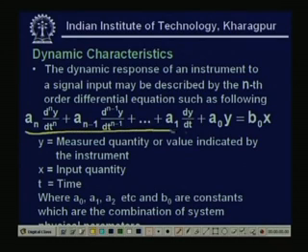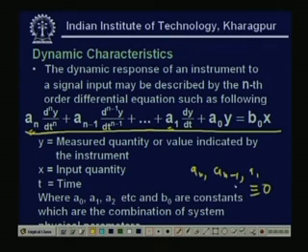So, in this nth order differential equation, if you put all of them equal to 0, that means from an up to a1, that means an minus 1 up to a1, if you put all equal to 0, I will get the zero order instrument which looks like this. That I have shown just now. So, only this part if you take, it is a zero order instrument, right.